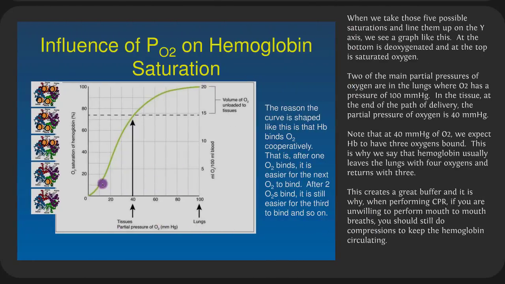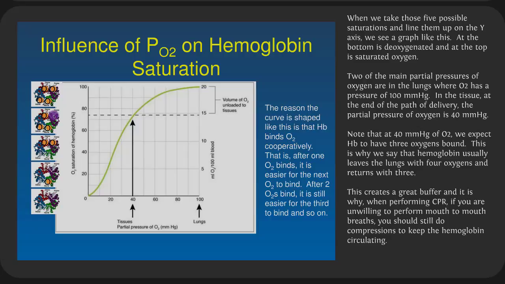When we take those 5 possible saturations over here and line them up on the y-axis, we see a graph like this. At the bottom is deoxygenated, and at the top is saturated. 2 of the main partial pressures of oxygen are in the lungs, where O2 is about 100 millimeters of mercury, and in the tissue at the end of the path of delivery, the partial pressure of oxygen is 40 millimeters of mercury. Note that at 40 millimeters of mercury, if we follow up, we expect hemoglobin to have 3 oxygens bound.